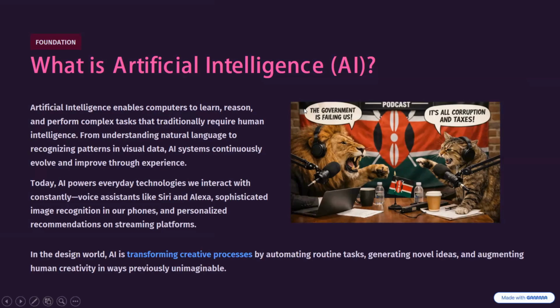Now for a computer to do that something that a human being can do, we must feed it data. We must train it slowly, and it will be able to do what? To do exactly what a human being can do. So from understanding natural language to recognizing patterns in visual data, AI systems continuously evolve and improve through experience. Now we have a branch called NLP, natural language processing.